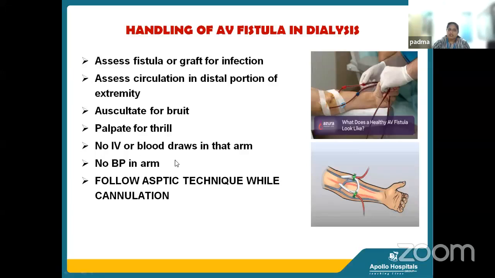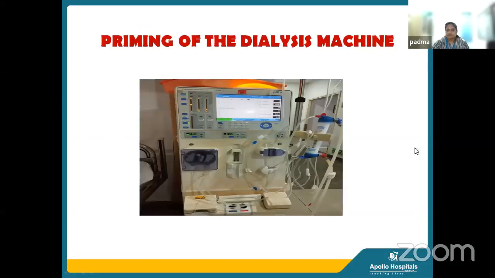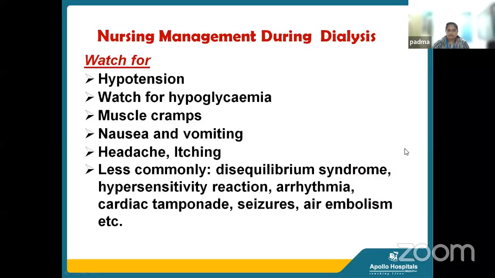GRBS checking. Also, we should not check the blood pressure on the AV fistula arm, and follow aseptic technique while cannulating. After priming is done, during dialysis, watch for hypotension because of the blood volume connected to the dialysis machine, or fluid removal because of ultrafiltration. The patient may go into hypotension.